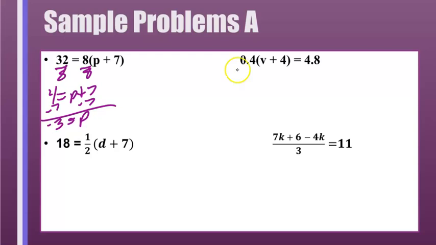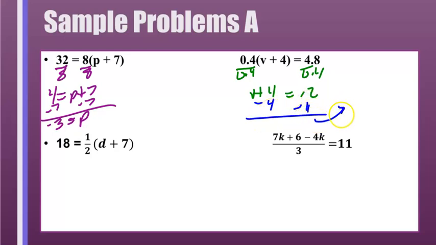Next one here, I'm going to divide by 0.4 on both sides. And 4.8 divided by 0.4 gives us 12. So now I have 12 over here equaling v plus 4. The opposite of adding 4 is subtracting 4. And I'm left with v equaling 8.